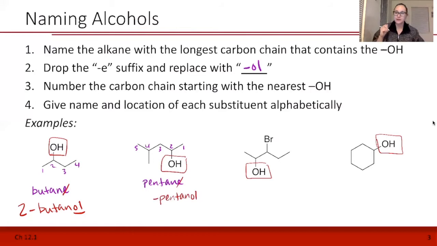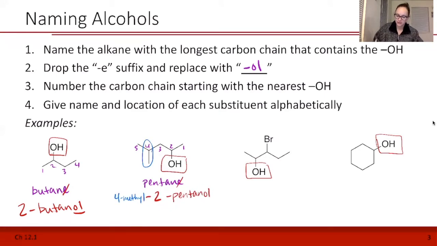Let's number where that OL is before we forget. Drop the E, replace with OL. Number the carbon chain starting nearest the OH, which we did. Let's put the number for the OL, and then we put any substituents at the beginning. Let's do a new color. How about blue? At the 4 position, we have 4-methyl. So the full name for this guy is going to be 4-methyl-2-pentanol.